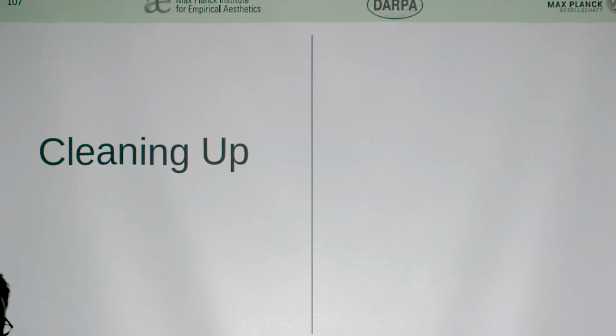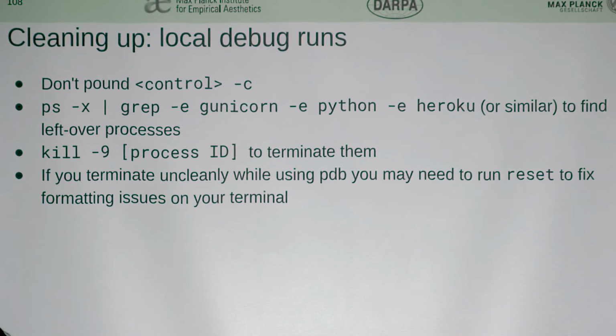Okay, last section is cleaning up. This may be primarily relevant to running Dallinger debug. One thing that can happen is, if you aggressively kill your debug session, you can wind up with various processes continuing to run. Heroku local could be running, I forget what else, there's a few. Gunicorn server can be running.